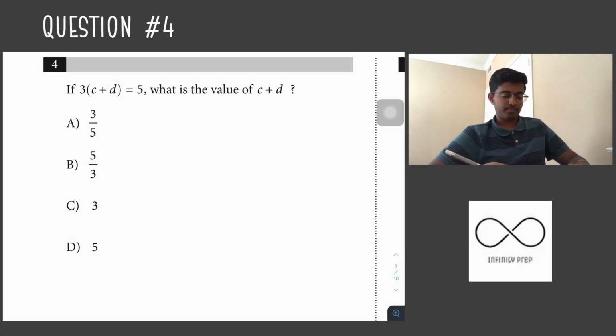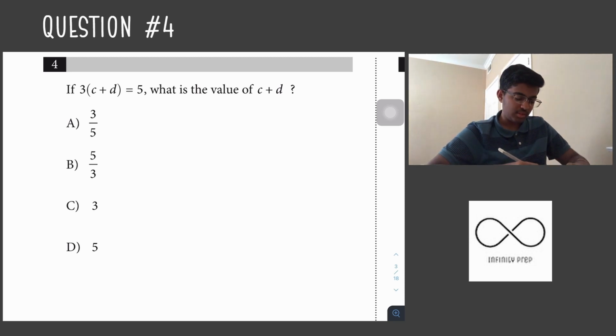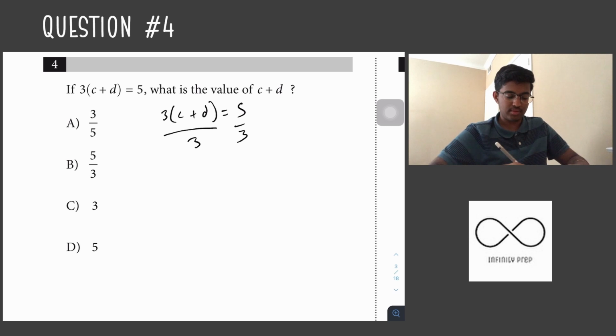Question number 4. If 3 times c plus d equals 5, what is the value of c plus d? So what we need to do is isolate c plus d on one side in order to get the value of c plus d. And the only operation we need to do for this is divide both sides by 3, which would result in c plus d on one side. So divide both sides by 3, and you get c plus d equals 5 over 3, which is answer choice B.